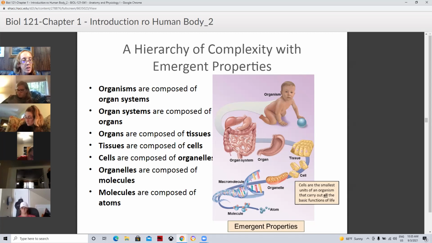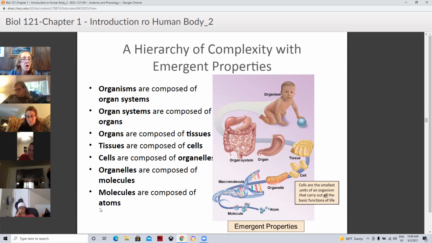Can it carry out all of digestion by itself? No. However, when we connect the stomach up with the small intestines, now we allow that food to be broken down or macerated a little bit and then absorbed in the small intestines. So organs come together to form organ systems that have specific functions. Organ systems come together to form organisms. So at each step along this hierarchy of complexity, there are properties that emerge that aren't there in the lower levels.